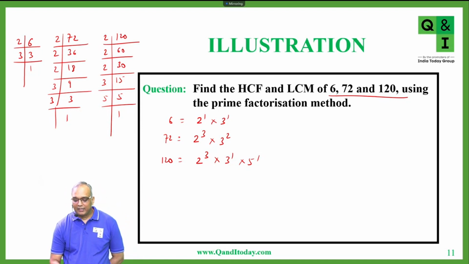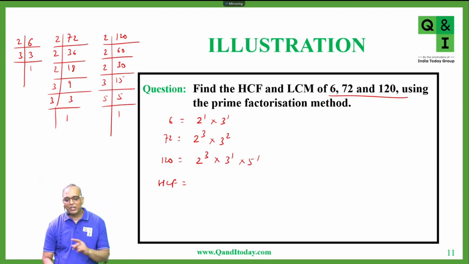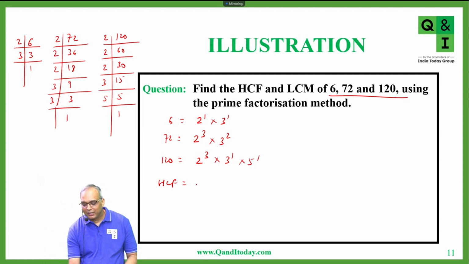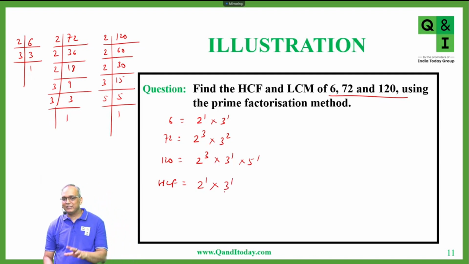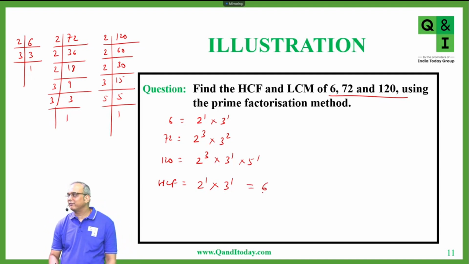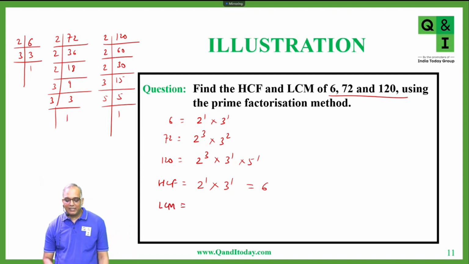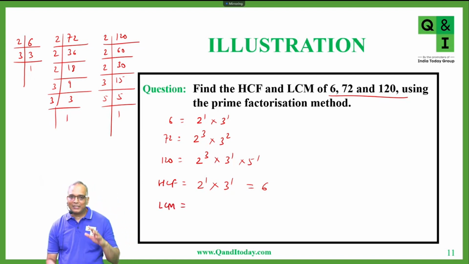Right? Now, if you have to find the HCF, HCF will be the common factors and the smallest power. Common factor 2 has a smallest power of 1. Common factor of 3 has a smallest power of 1. 5 is not common, so we'll leave that. So 2 to the power 1 into 3 to the power 1 will be 6. So HCF is 6.